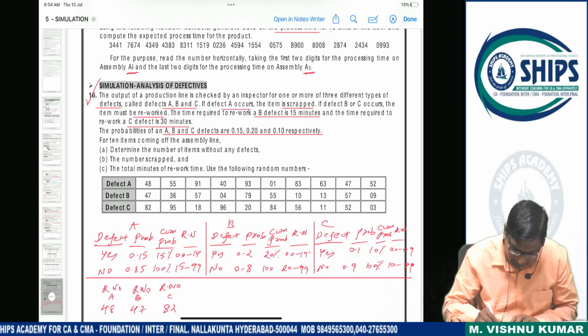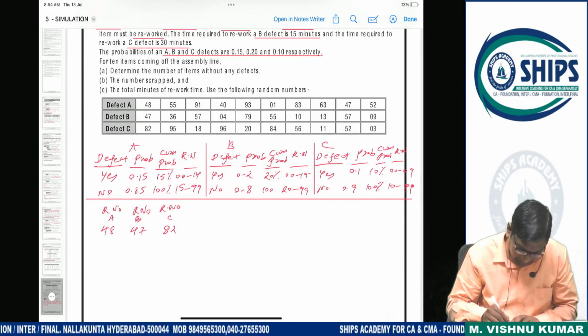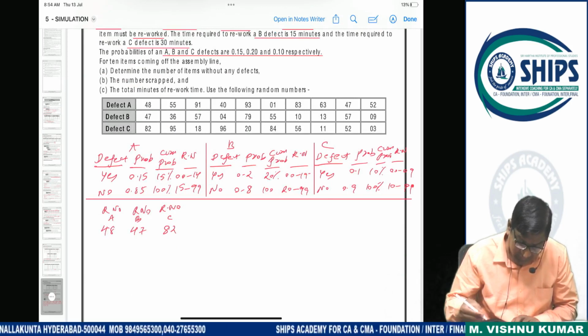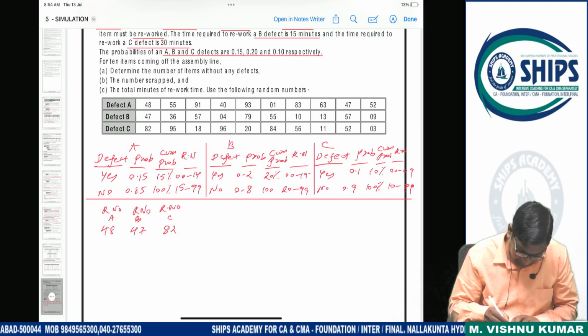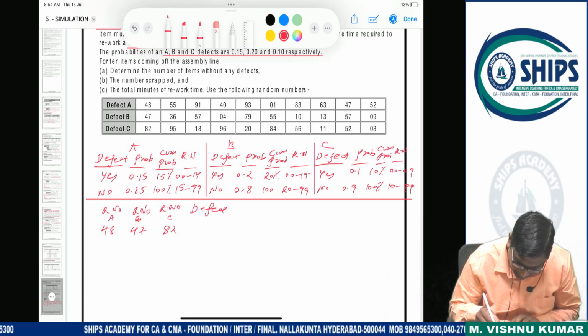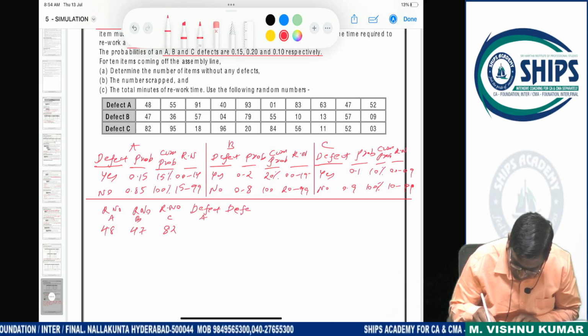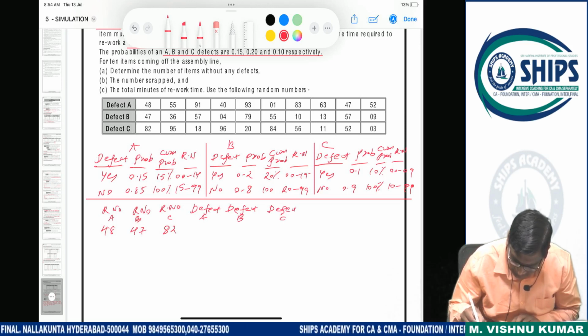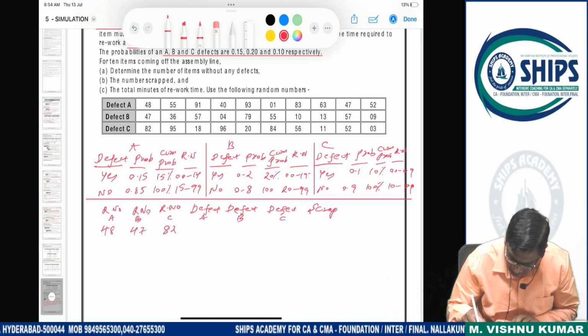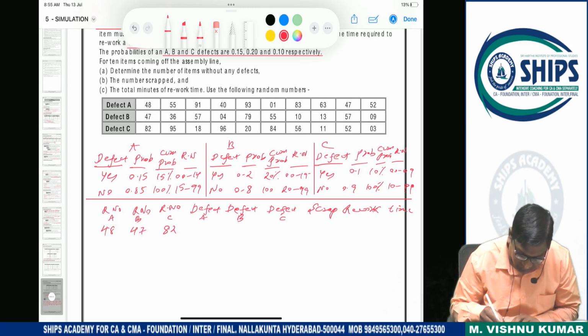Now, after this, what is required? In the question they have given that if defect A occurs, scrapped; defect B or C, rework. So first what do we have to write? The random numbers recorded for A, B, C. And next what is required is whether 48 is covering yes or no. So this is defect A, B, defect C. After that, scrap required or rework required. Clear? And time. Clear? So this is the first trial.